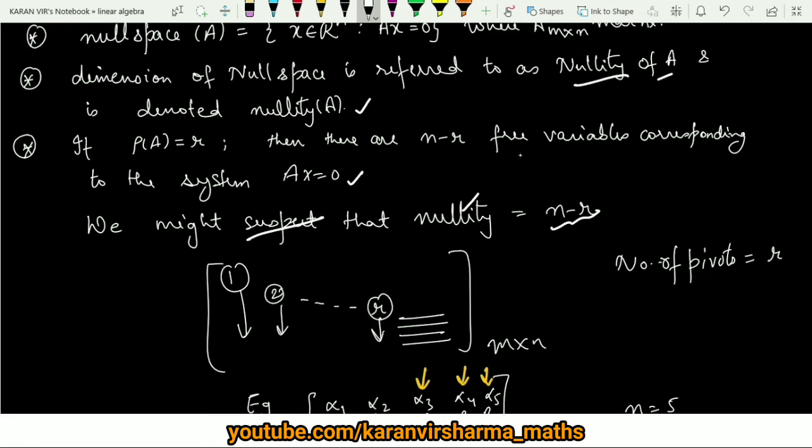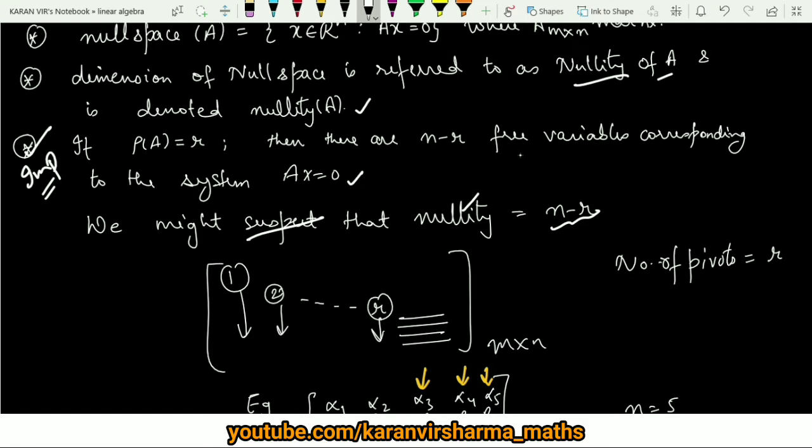Fine. And let us try to understand what this point means, because this is one of the very important points. So what I have claimed is, if A is any m cross n matrix, and the rank of A is R, it means once I convert this matrix into row reduced echelon form, you can check my previous video lectures to understand the concept of row reduced echelon form. Link is mentioned in the description box.